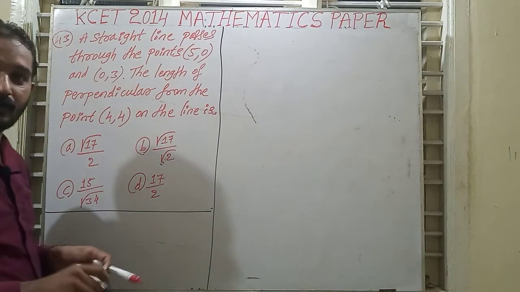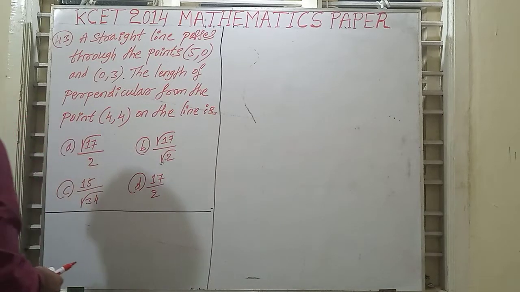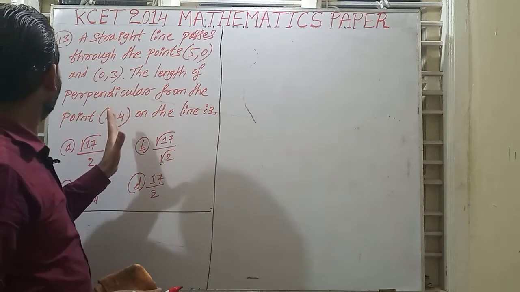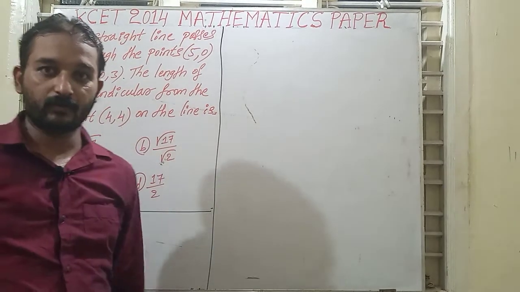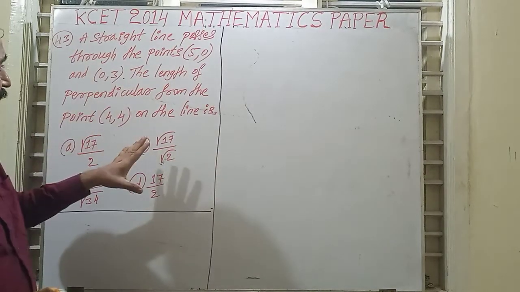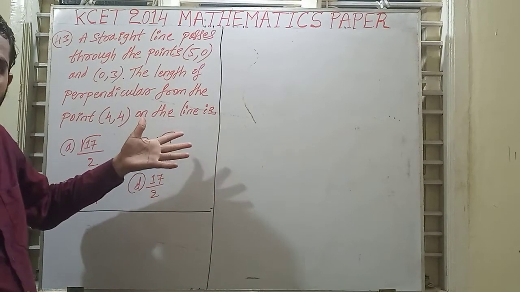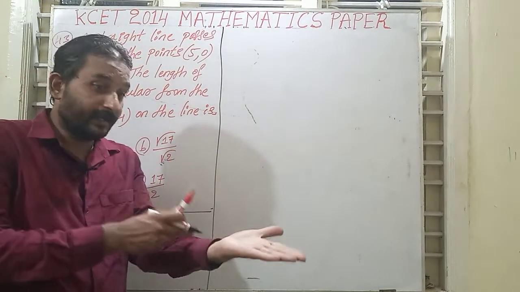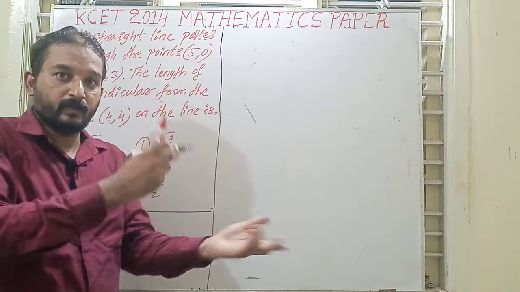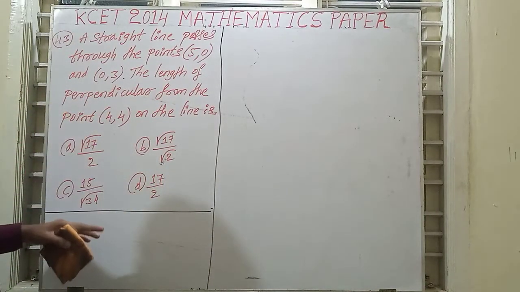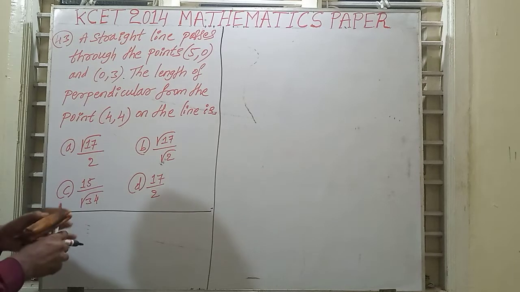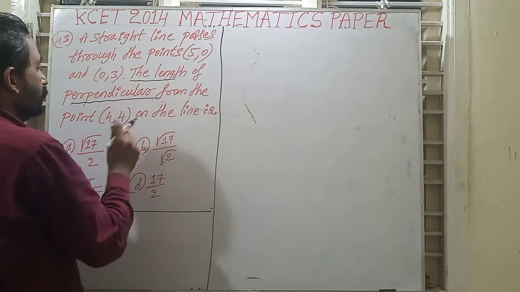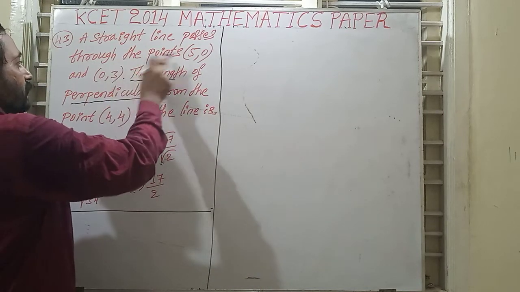So now let us move on to question number 43. This problem is based on the chapter straight line in first year. In particular, distance of a line from a point. Already when I derived the formula for distance of a line from a point, using this formula we have to find out the length directly. Here we have to find the length of the perpendicular from the point to the line joining the 2 points.